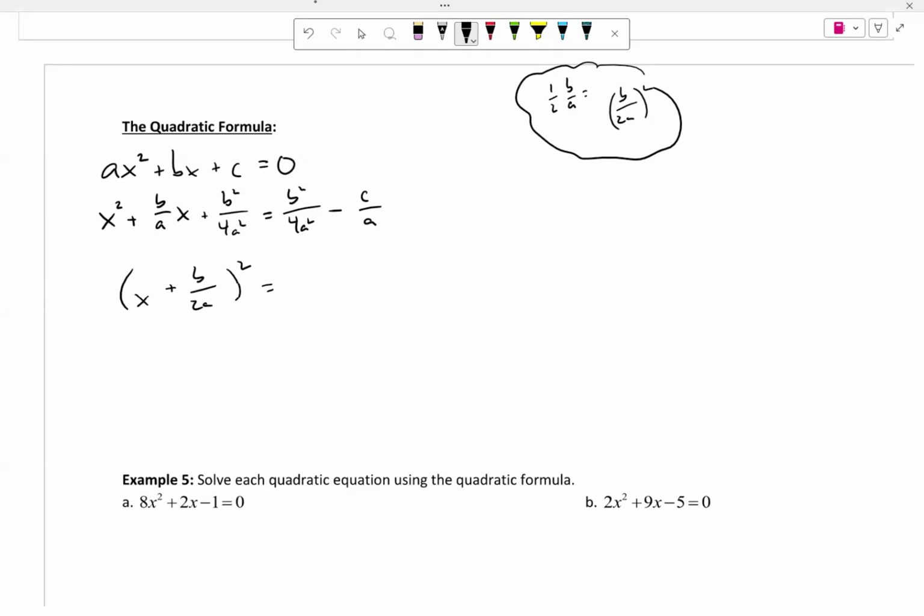On the right side, I'd sure like to add those fractions together. So I'll multiply top and bottom by 4. Also multiply by a. So top becomes b squared minus 4ac. Oh, that's sounding familiar. All over 4a squared.